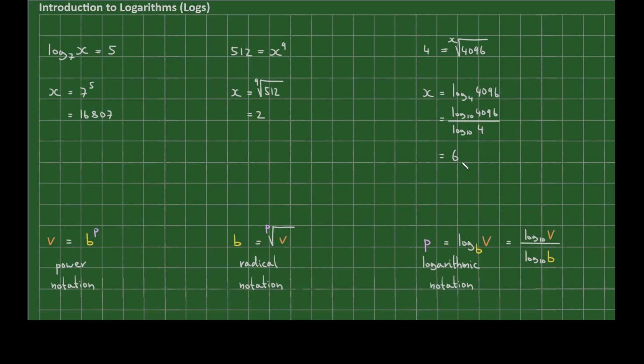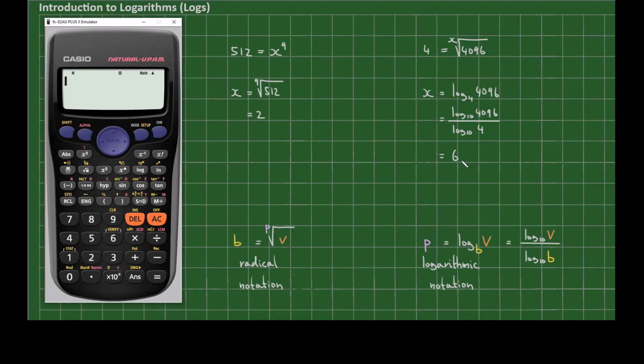One of the great things about these 3 notations is that one of them can be checked by the other 2. In this last problem, we are saying that if we have a base of 4 and raise it to a power of 6, we should end up with the value 4096. So I'm going to use the calculator to check that. Base of 4 raised to the power of 6, and fantastic, we are receiving 4096 as the solution.